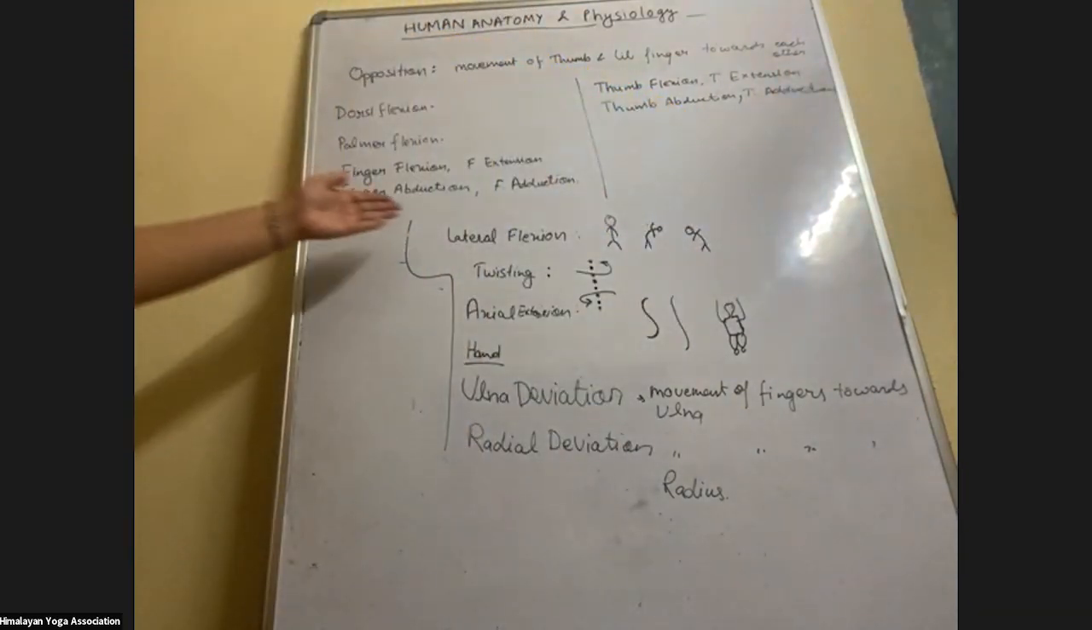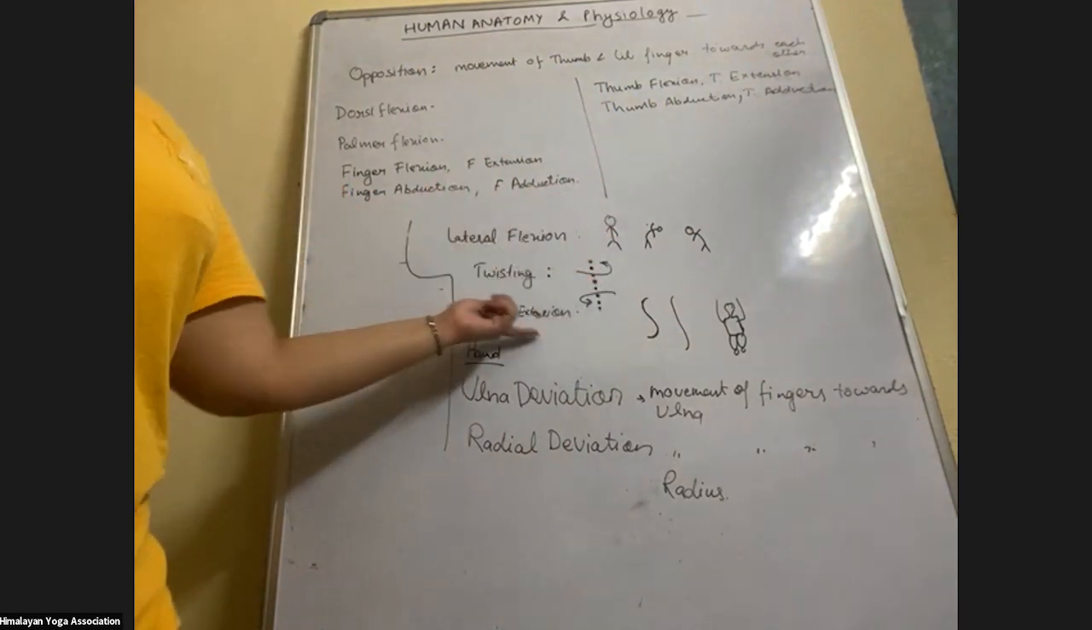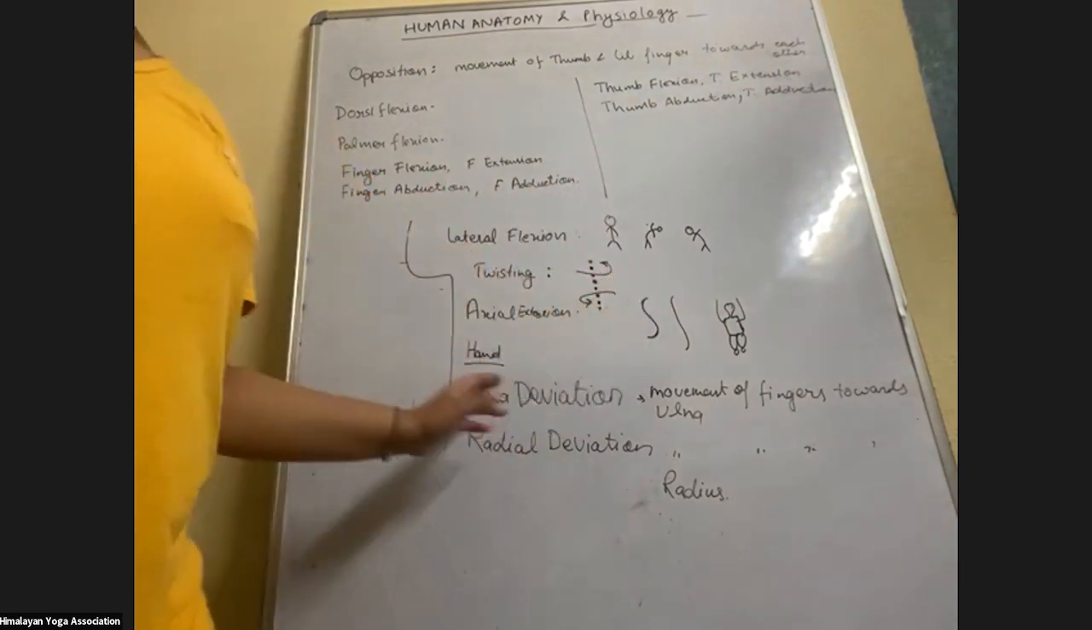Okay, so lateral flexion is bending of the spine. Twisting is twisting of the spine. Axial extension is elongation of the spine.